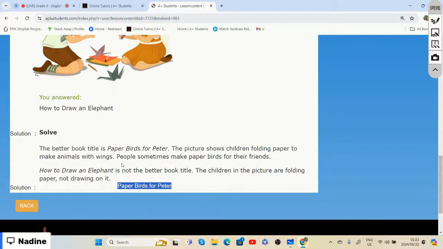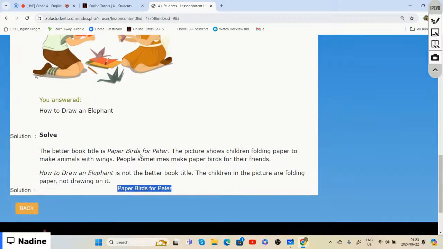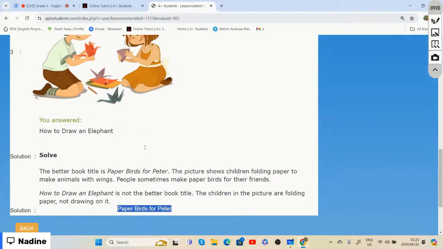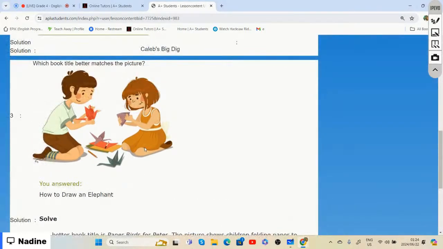All right. So we said that paper birds for Peter, or paper swans for Peter, or like we say, they're making origami and they're making it with paper, right? So well done. So basically, all of your possible answers or responses are correct, right? Because they're making it with paper. So you giving your response is correct. So well done.